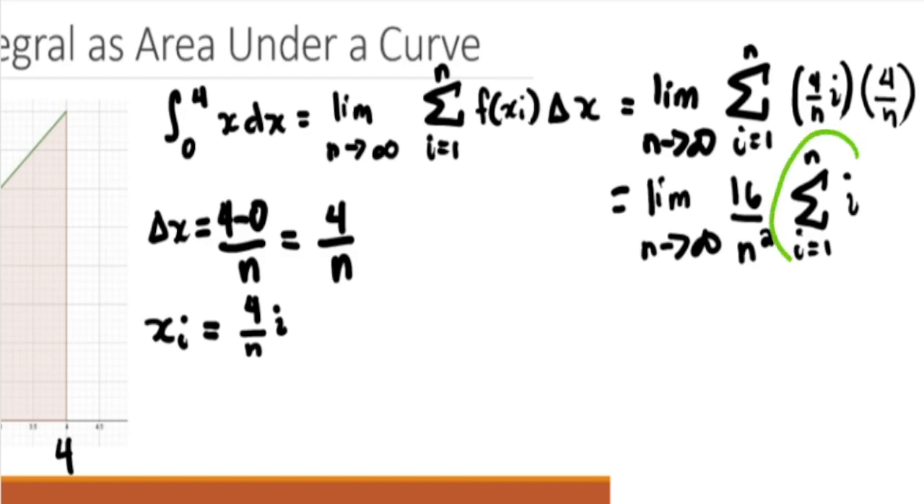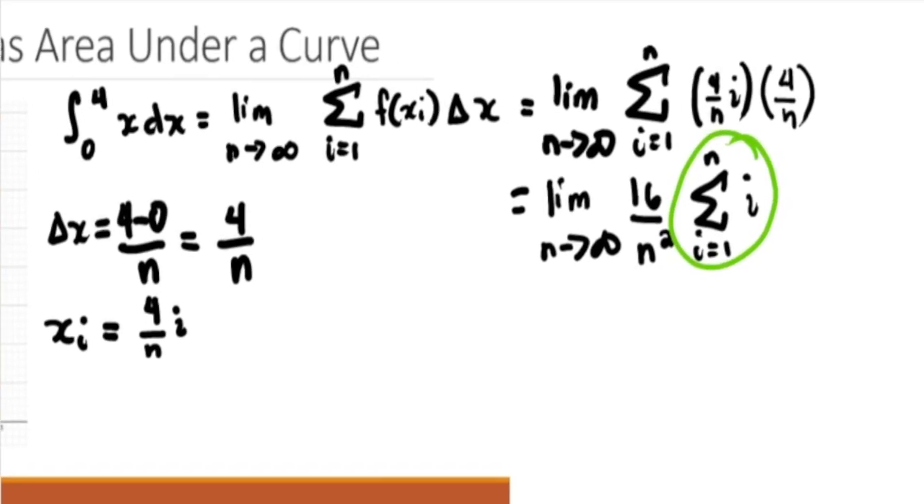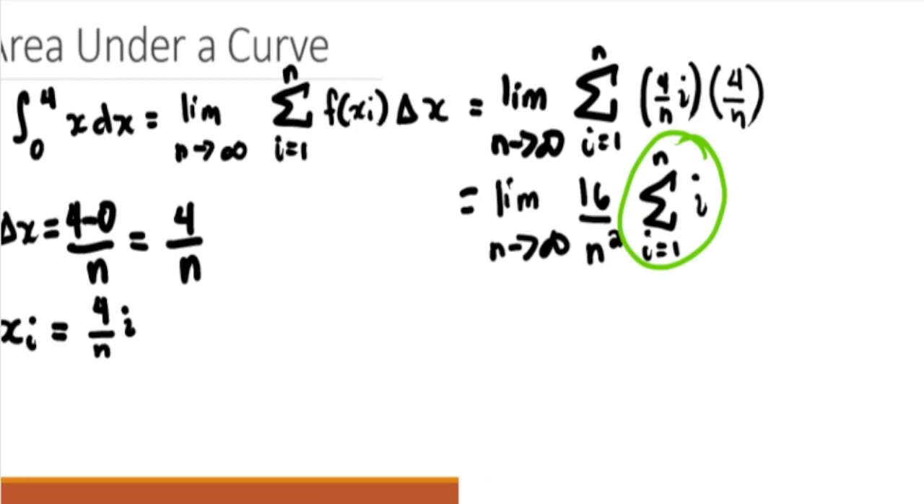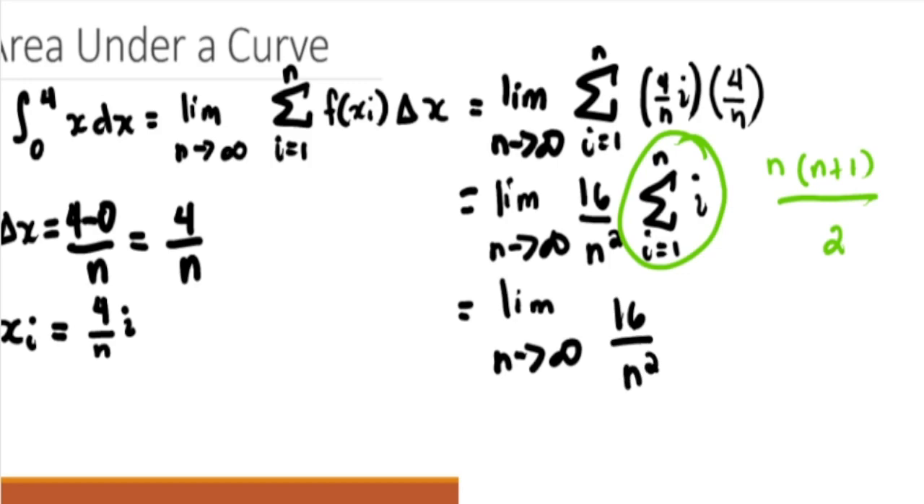This part here, hopefully, still looks familiar. This gives you the sum of the first n natural numbers. Tama? And if you would recall, this is n times n plus 1 over 2. So we have the limit as n approaches infinity ng 16 over n squared times n times n plus 1 over 2.